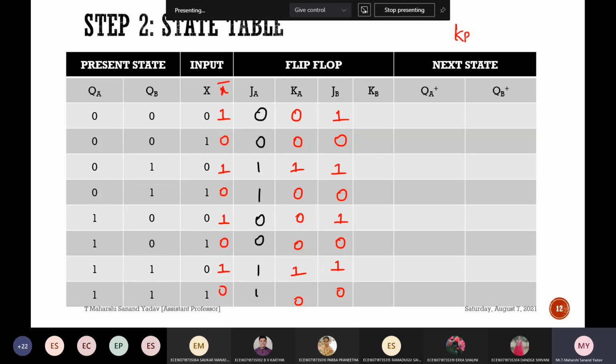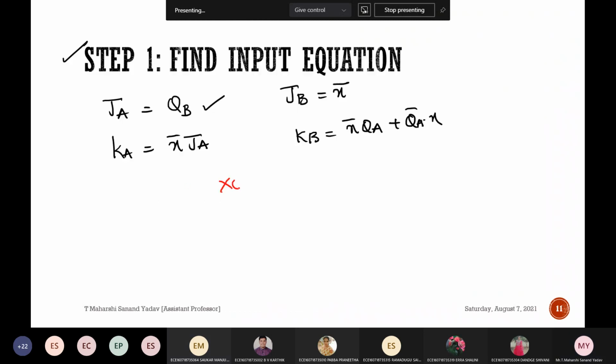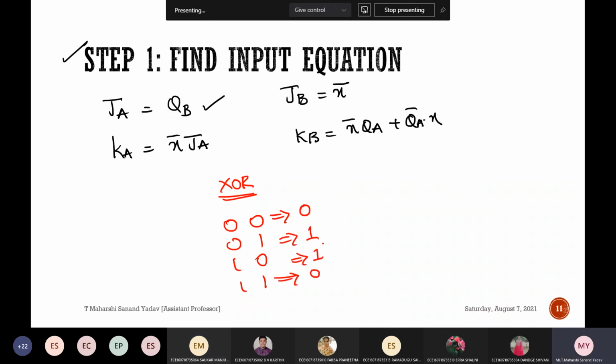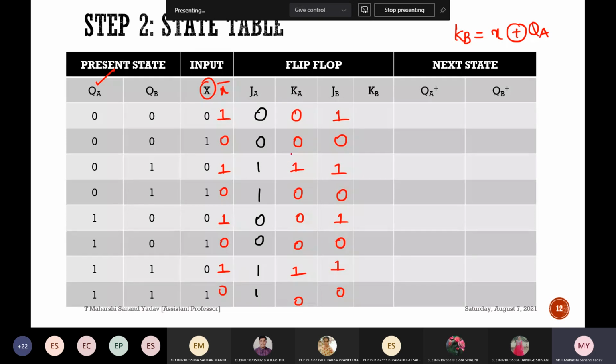KB. This is nothing but an XOR operation you need to perform between X and QA. So this is QA and this is X. Tell me the truth table for XOR. 0, 1, 1, 0. So when inputs are the same, output will be 0 or 1? 0. Otherwise it will be 1. So simply by using this, try to fill the answers for KB.